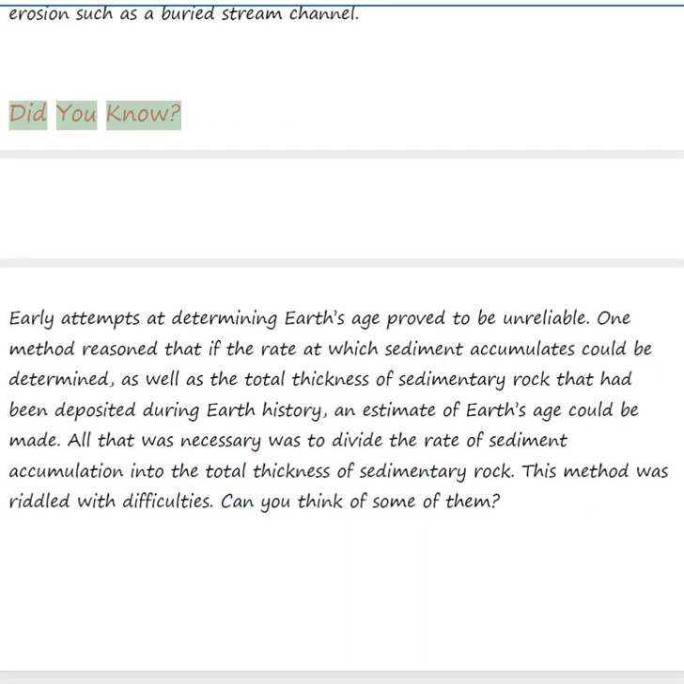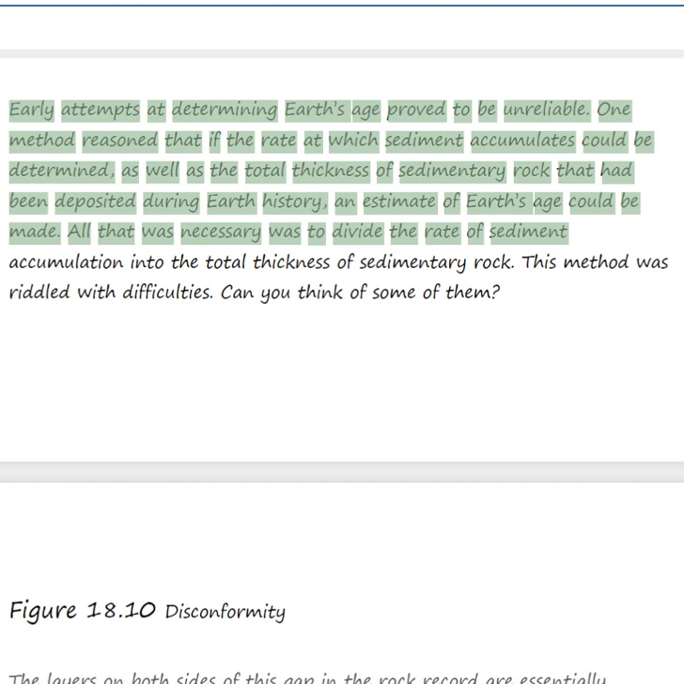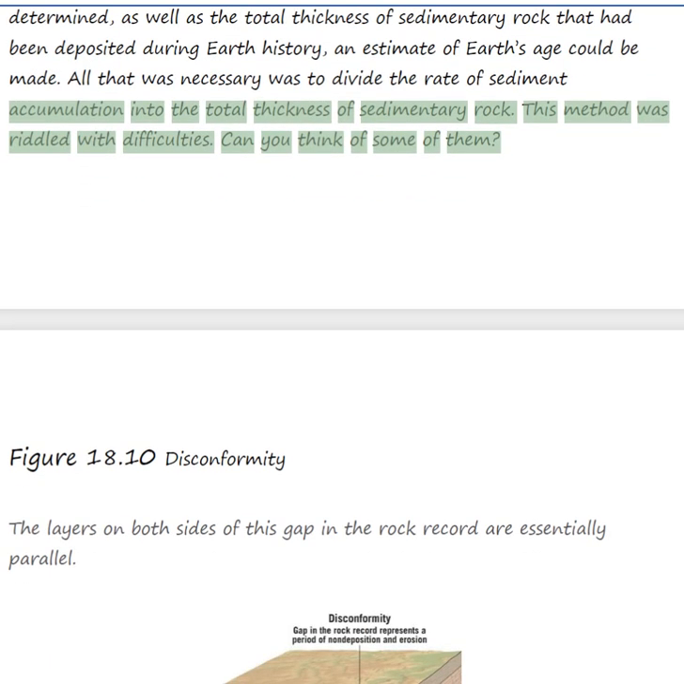Did you know? Early attempts at determining Earth's age proved to be unreliable. One method reasoned that if the rate at which sediment accumulates could be determined, as well as the total thickness of sedimentary rock that had been deposited during Earth history, an estimate of Earth's age could be made. All that was necessary was to divide the rate of sediment accumulation into the total thickness of sedimentary rock. This method was riddled with difficulties. Can you think of some of them?